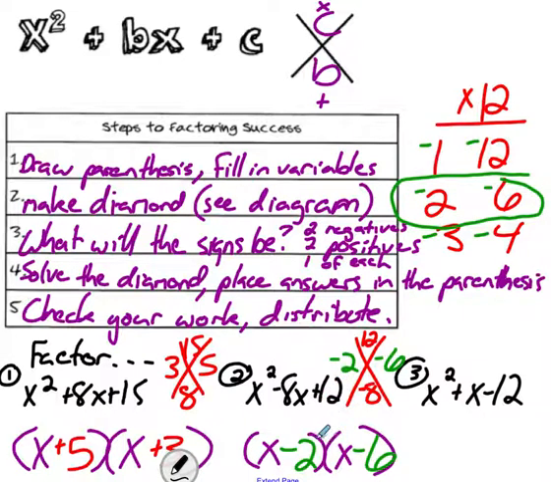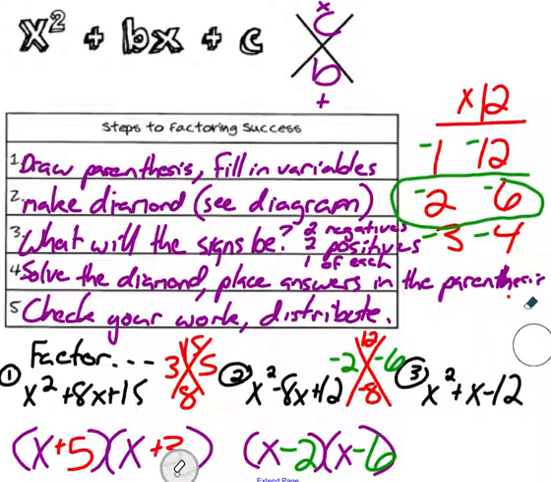What about the positive 12 at the end? Negative 6 times negative 2, or vice versa, gets you positive 12. And then if we do our inside and outside multiples there, you get negative 2x and negative 6x. That adds or combines to negative 8x. Hey, that's totally right. That works. That's the answer.